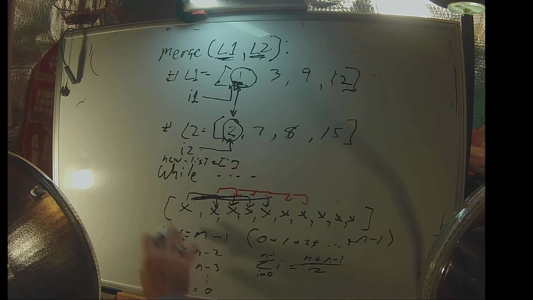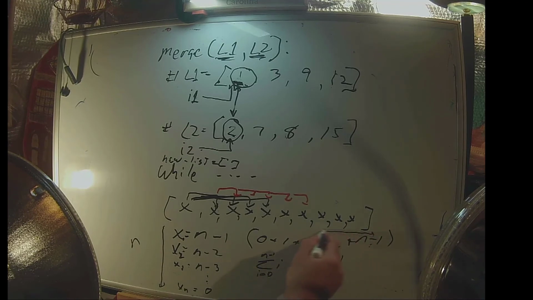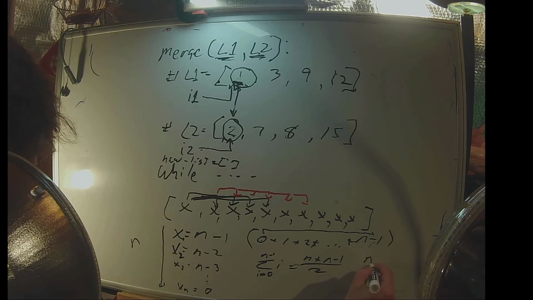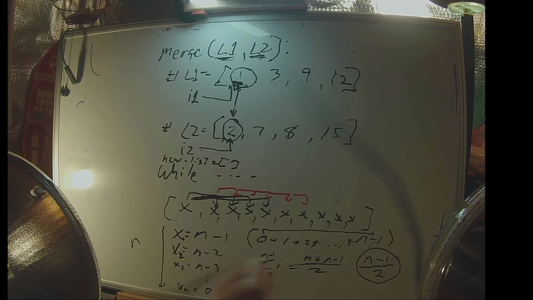Or you can just look at it: we have n iterations here. The average iteration, since they're all going up by 1, is n minus 1 plus 0 over 2, n minus 2 plus 1 over 2. They all average out to n minus 1 over 2, which is the average number of comparisons per iteration, and we have to do that n times. So it's again n squared.